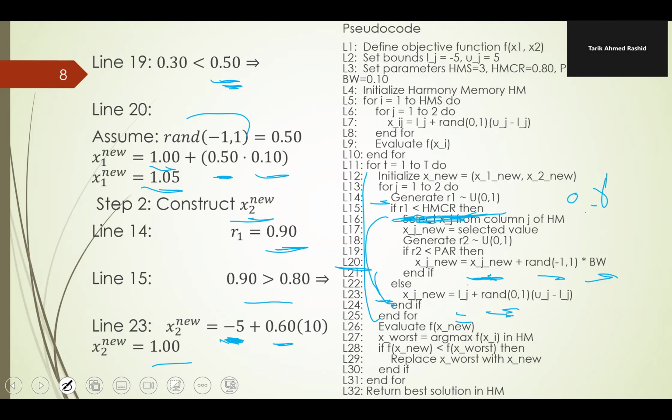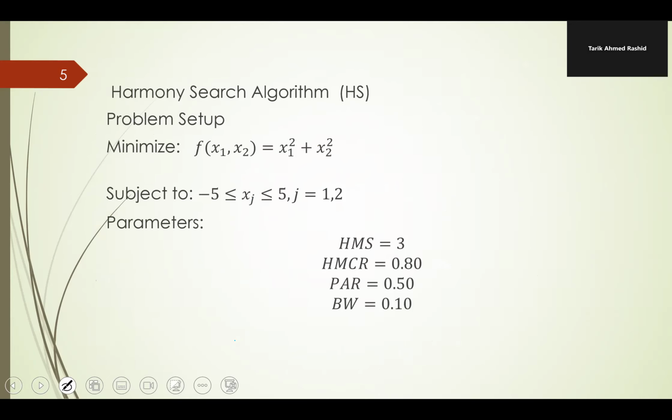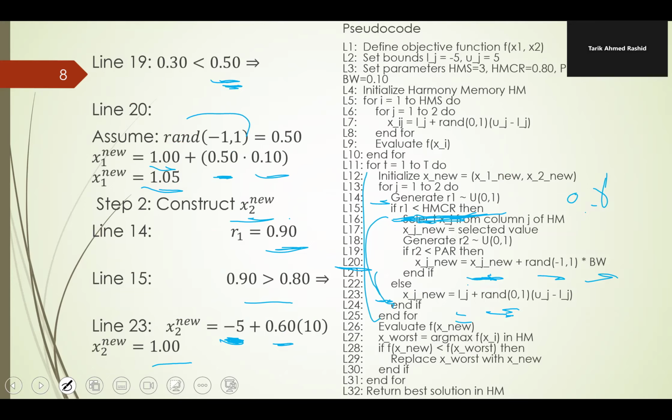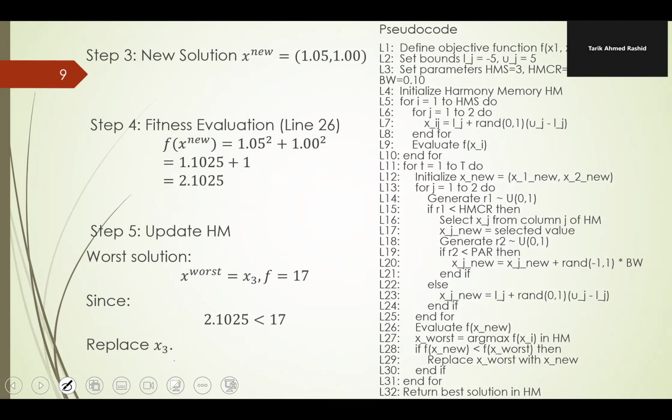Now, how did we get minus 5? I take you back to the dimension that we have: minus 5 is the lower bound, and the upper bound is 5. That's the equation we have talked about, which is here. Because this if wasn't satisfied, HMCR not greater than R1, we come back here. X new 2 is found to be 1.